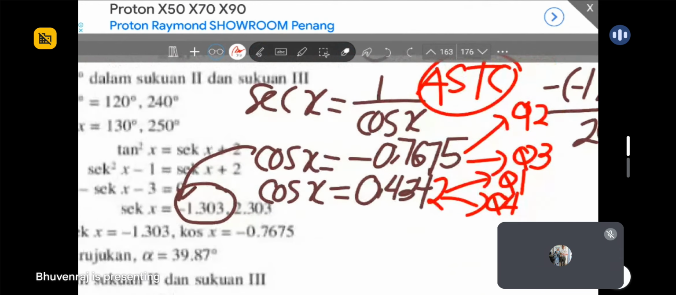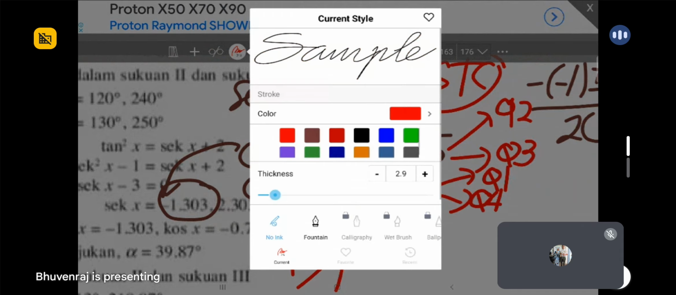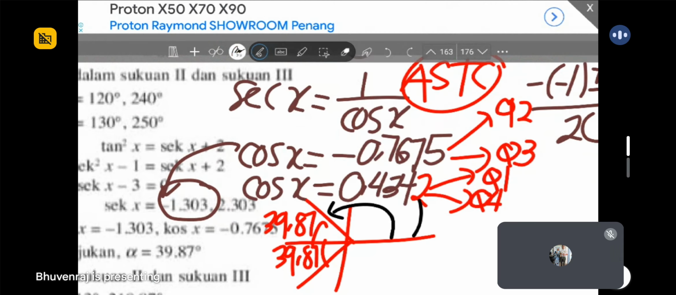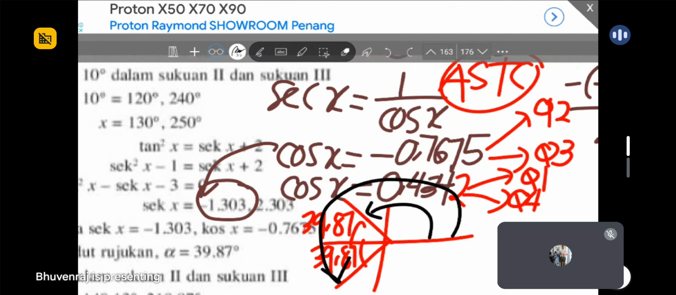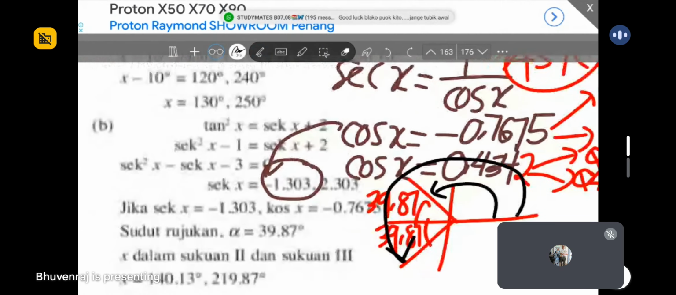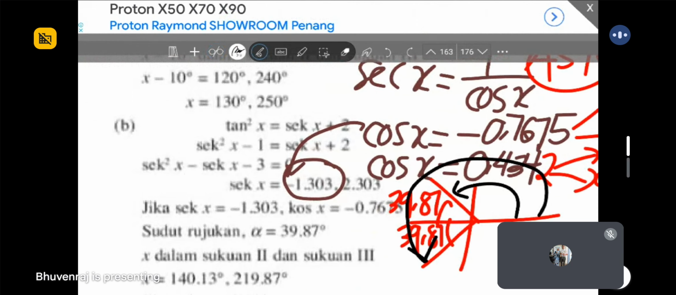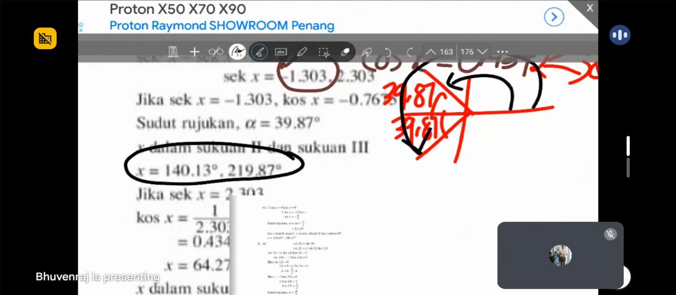Okay, so now you know it's in quadrant 2 and 3, right? So you can draw quadrant 2, quadrant 3, 39.87. So the concept is exactly the same. Sama saja. Okay, so this is your first angle, this is your second angle. So 180 minus 39.87 and 180 plus 39.87. Okay, so kamu akan dapat jawapan dua ni. Okay, this will be your answer. Alright. Okay, so next. For the second case yang kedua pula.